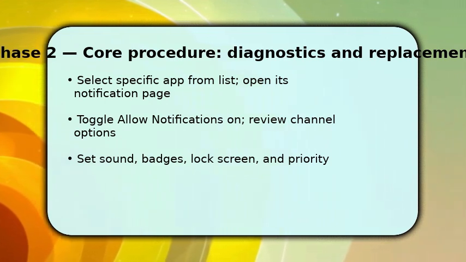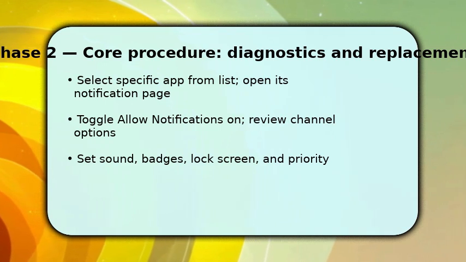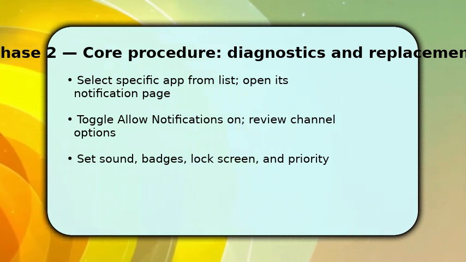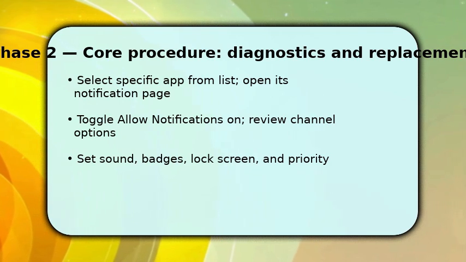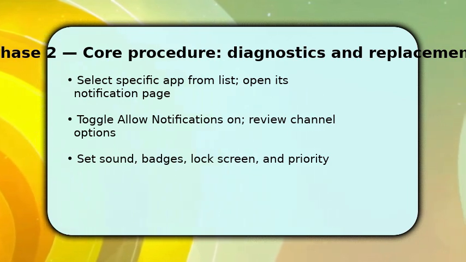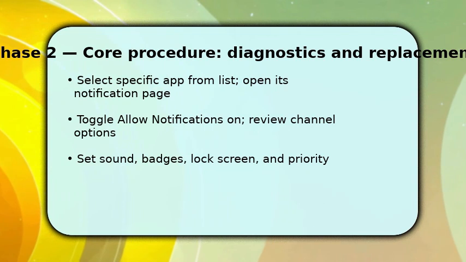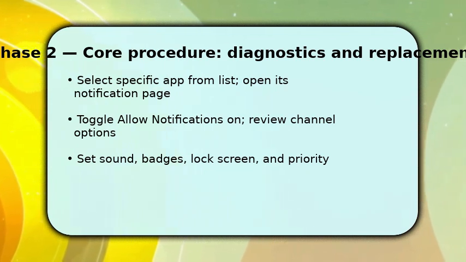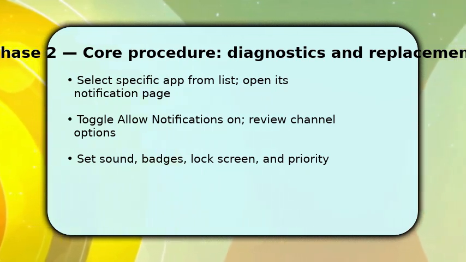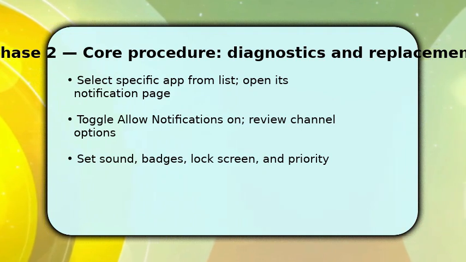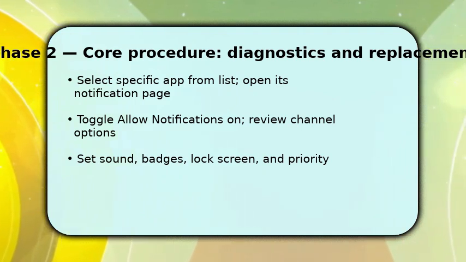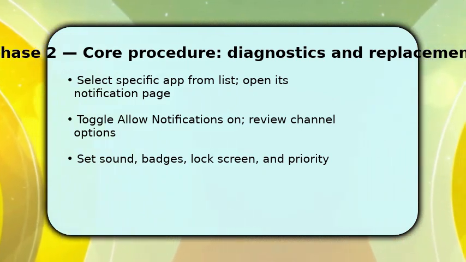Then review notification channels or categories, because apps often split alerts by type, and you can enable only what matters. Choose sound, badge icons, and whether notifications appear on the lock screen. Set priority or importance to control visibility. Once you set channels, notifications behave the way you expect, and you keep interruptions minimal.